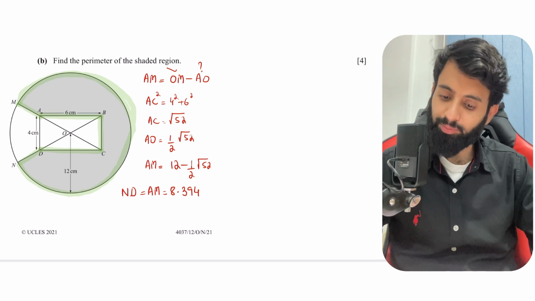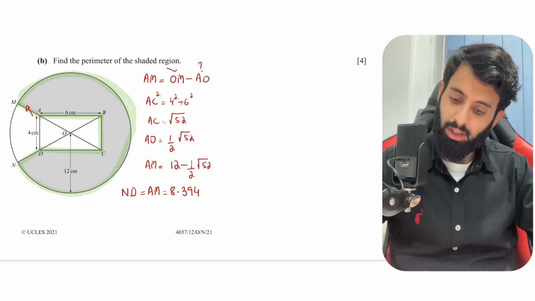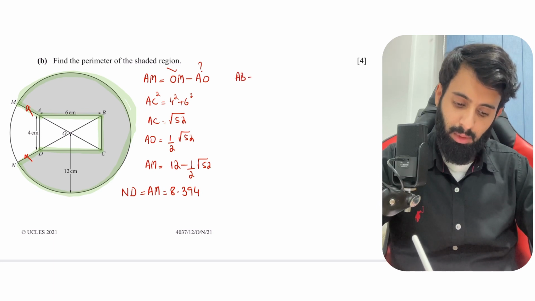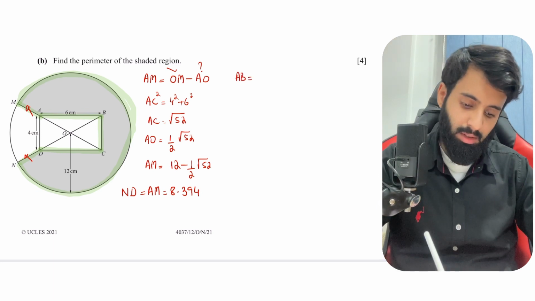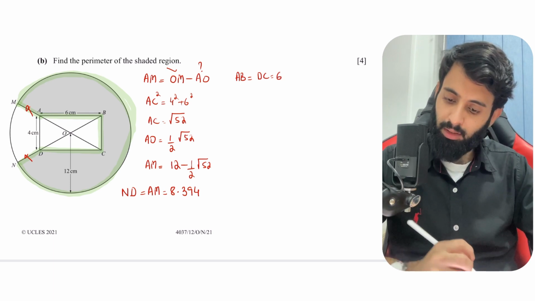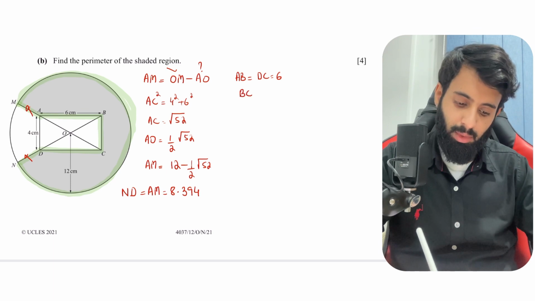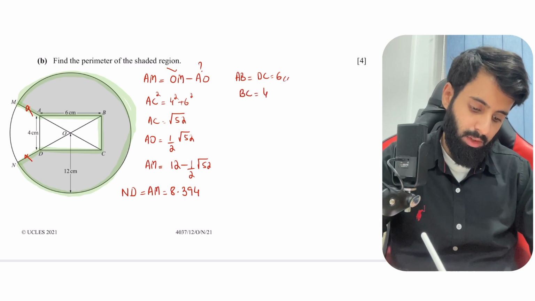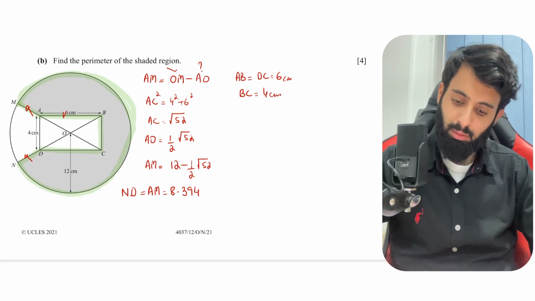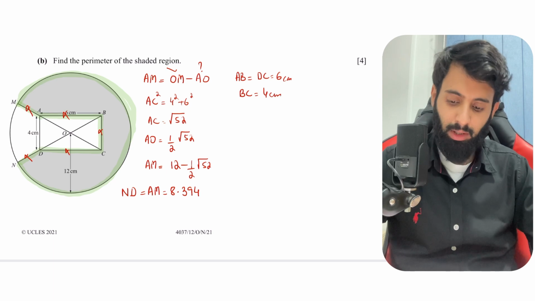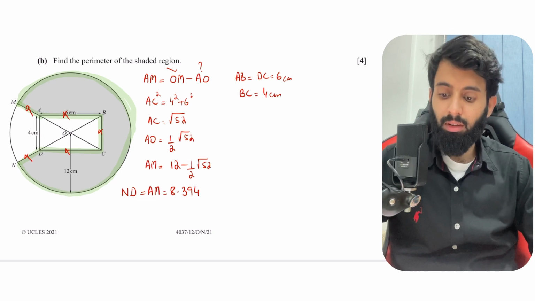Okay, now, we're done with this and we're done with this. The next thing that I would want would be AB and DC, both of which are equal to 6 centimeters. No brainer. And then the length from B to C, which is going to be equal to 4 centimeters. Okay, so we're done with this, we're done with this, we're done with this. What we're left with now is basically the arc length.